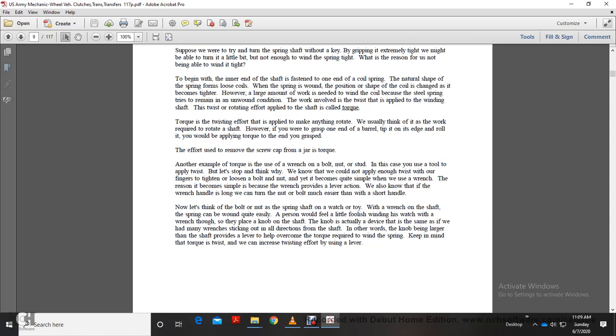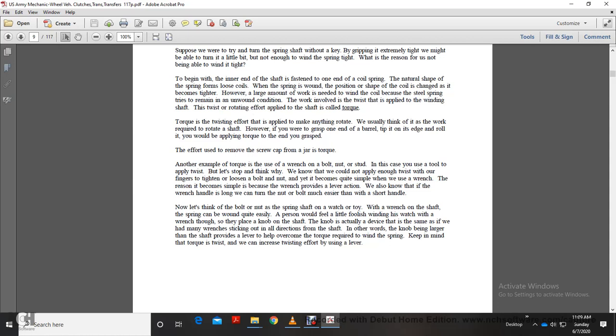But let's stop and think why. We could not apply enough twist with our fingers to tighten or loosen a bolt, yet it becomes quite simple when we use a wrench. The reason is that the wrench provides lever action. We also know that if the wrench handle is long, we can turn a nut and bolt much easier than with a short handle. Now let's think of the bolt with the nut and the spring shaft of the watch or toy. The ratchet shaft of the spring can be wound quite easily.